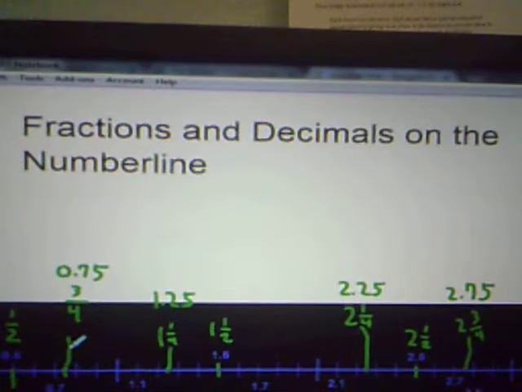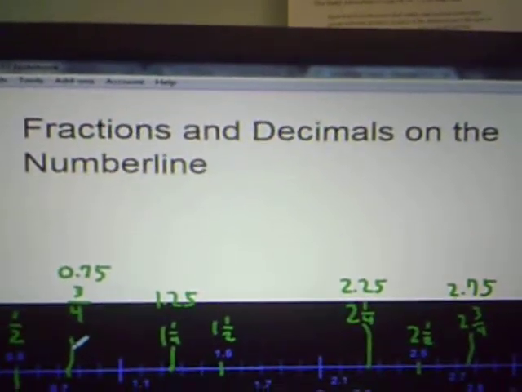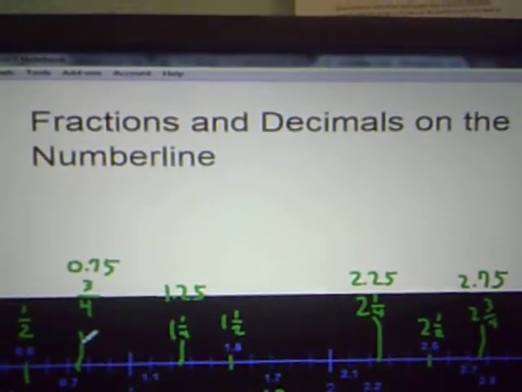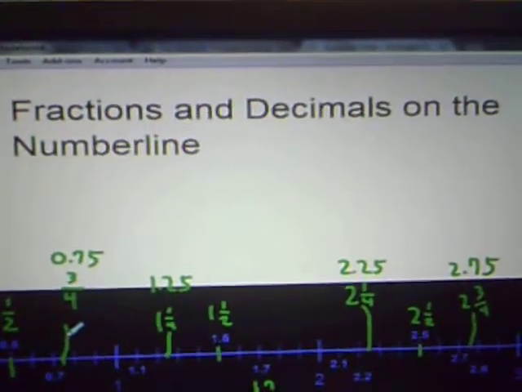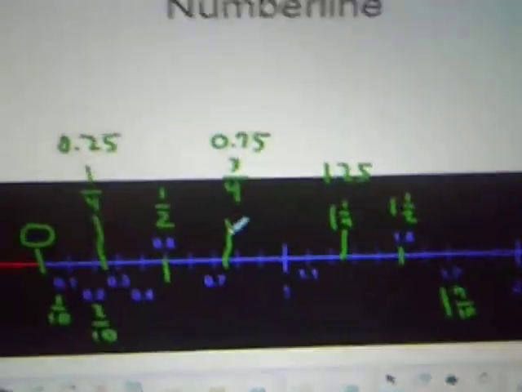This topic in this video is going to be about putting fractions and decimals on the number line. Eventually we're going to talk about negative numbers, fractions and decimals on the number line, but we're going to start with just the positives.